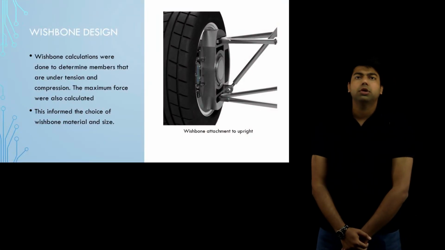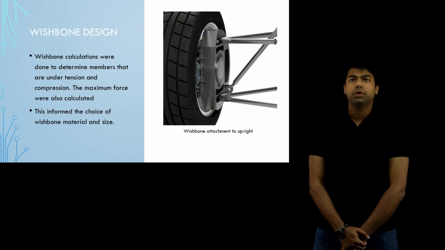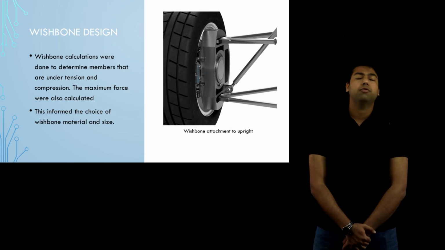Wishbone calculations were done to determine members that were under tension and compression. The maximum force was also calculated to ensure that failure modes are accounted for. The tie rod experienced the greatest force, and as such the calculated length was sketched up in CAD for modeling.